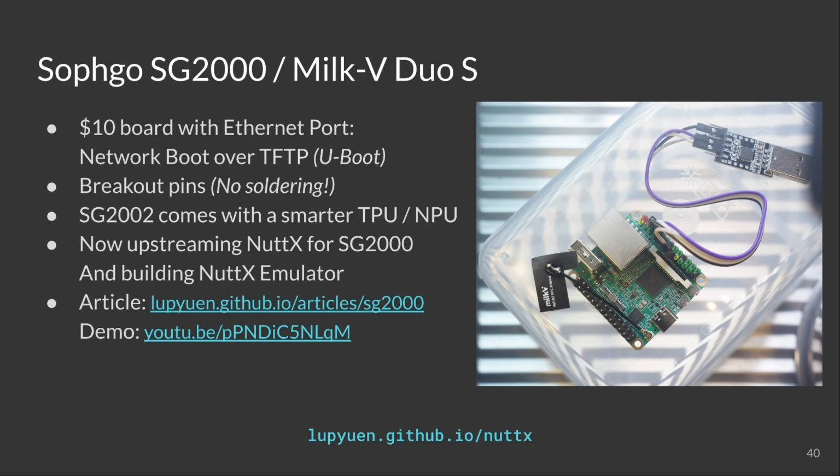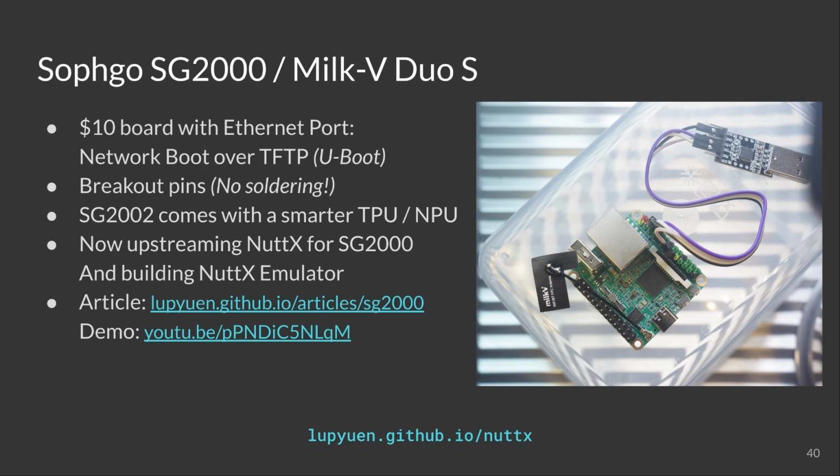Now we head back down to a cheaper $10 board, the Milk5 Duo S, based on the Softgo SG2000 SoC. We expect plenty of new SBCs to be released soon, with the Softgo SG2000 SoC inside. That is why I ported NuttX to SG2000. This is a $10 board with Ethernet port, which will boot NuttX over the network. No more swapping micro SD cards again and again and again. The pins are all exposed, no soldering needed, easy to attach sensors and actuators. Reminds me of Arduino Uno actually.